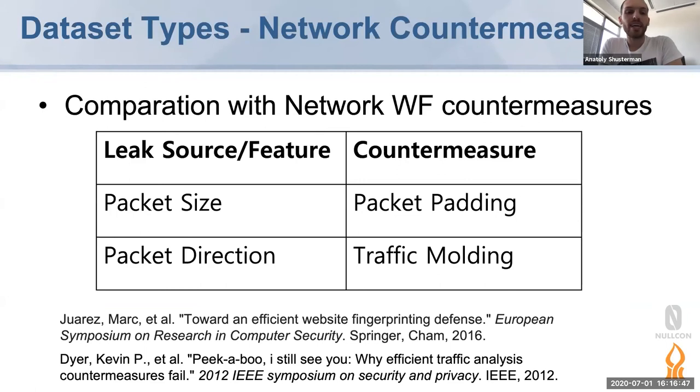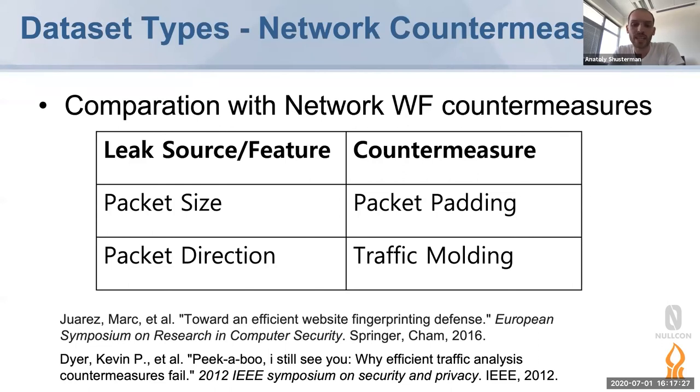Also, we had data sets with network countermeasures. The countermeasures proposed against network website fingerprinting attacks actually tried to reduce the leak from the network traces. We also used the attack with these countermeasures. The most used network traffic fingerprint leaks are from the packet size and the direction.